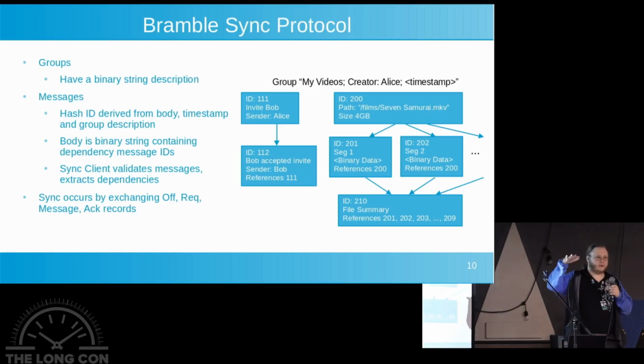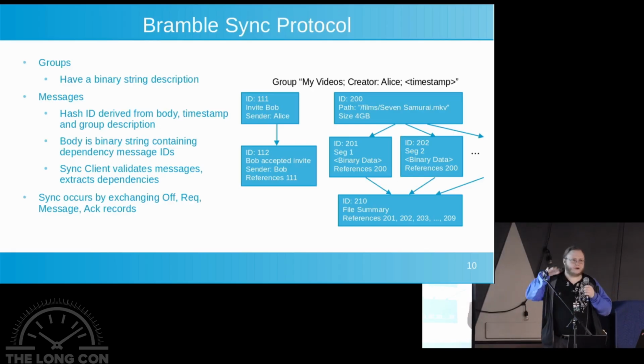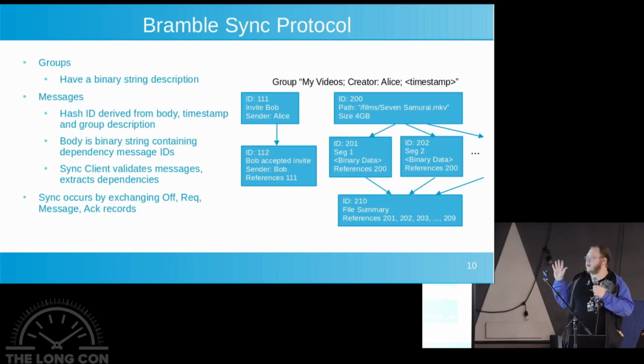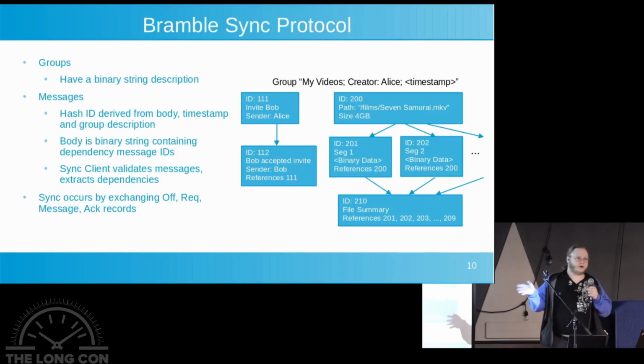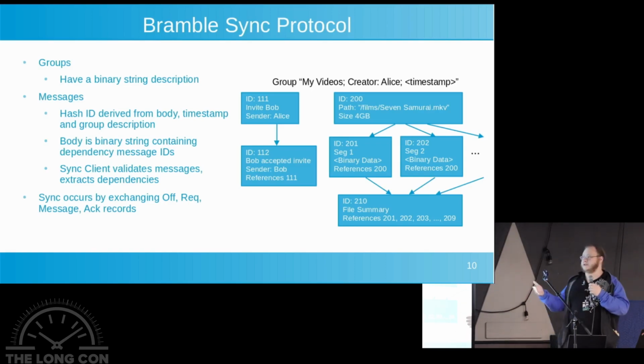So the top layer of the Bramble protocols is the sync protocol. This is the first layer that is actually part of the application layer. It has two concepts, basically, groups and messages. Groups have just a string description. That's what identifies them. And messages belong to a group, and a group can be modeled as an acyclic directed graph of messages.